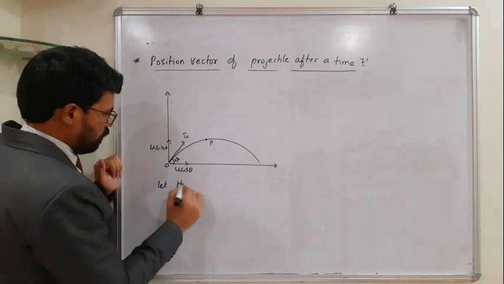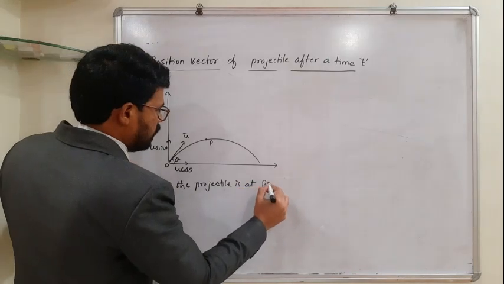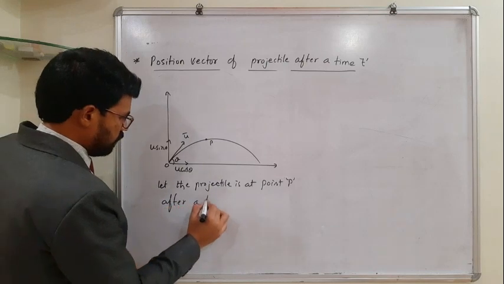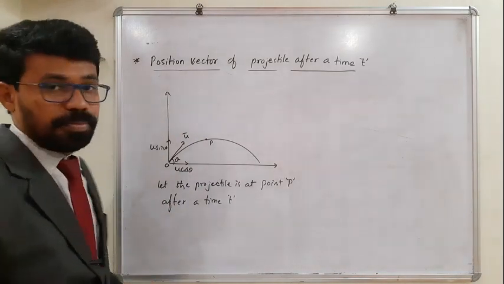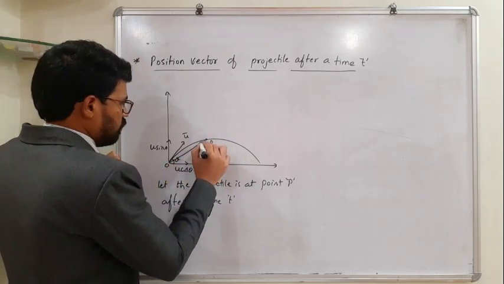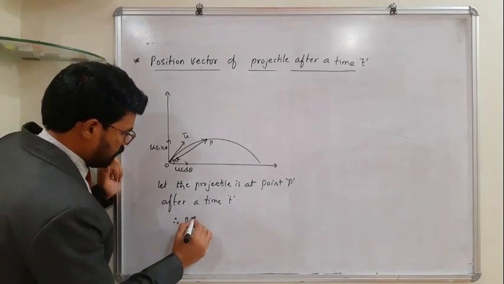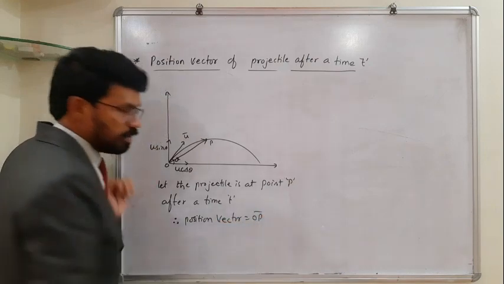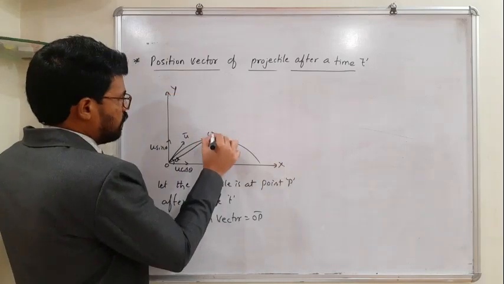Let the projectile be at a point P after a time t. So what are we trying to find out? We are trying to find out the position vector of the projectile. So the position vector is equal to what here? OP bar. Let the coordinates of this point P in this xy plane be x comma y.